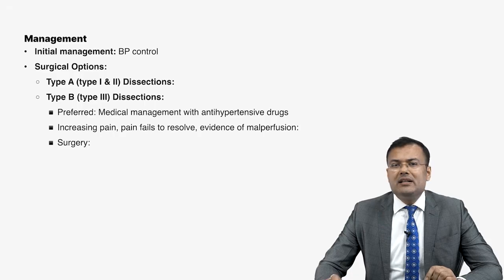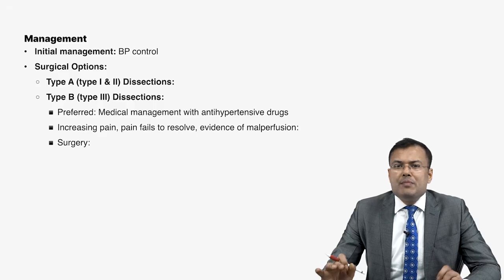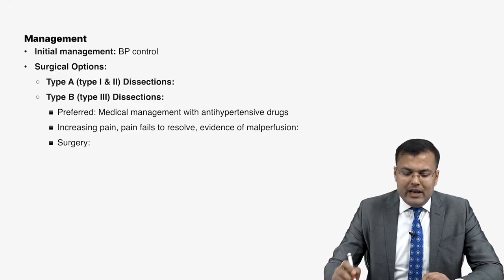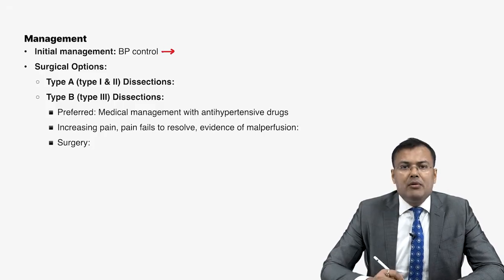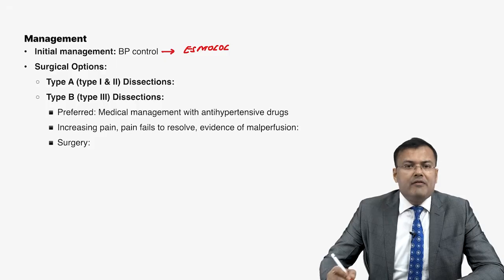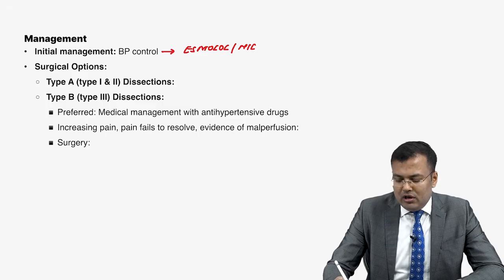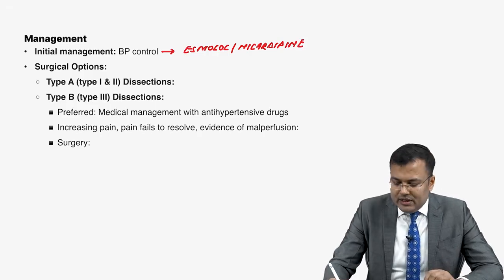And guys, see the updated management of aortic dissection. We discussed the most important risk factor: systemic hypertension. So what is the initial management? It's blood pressure control. For controlling BP, we give a short-acting beta blocker like esmolol, or we give nicardipine. So the initial management is controlling the blood pressure.